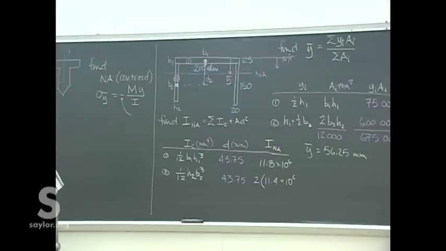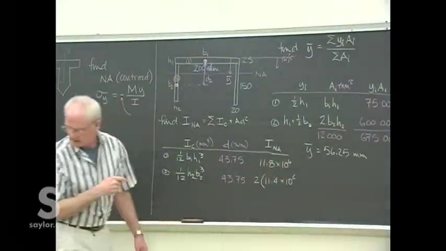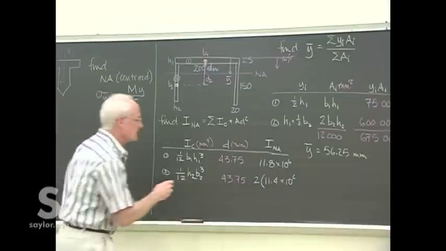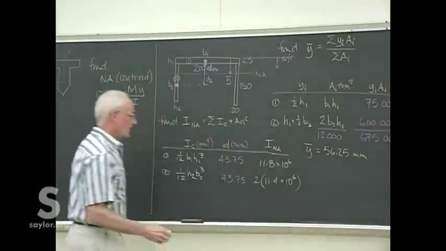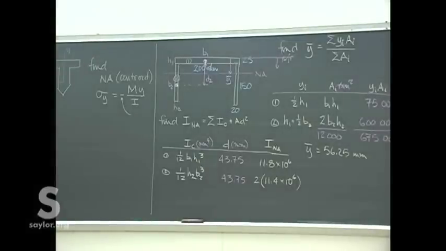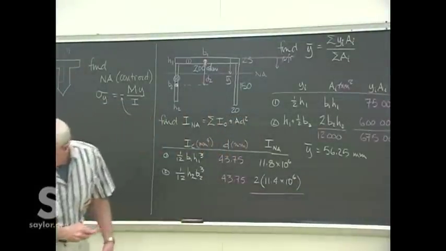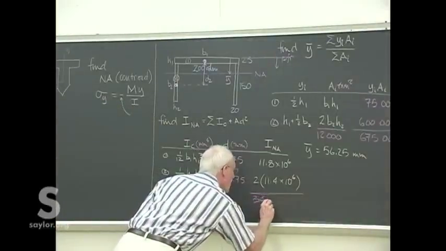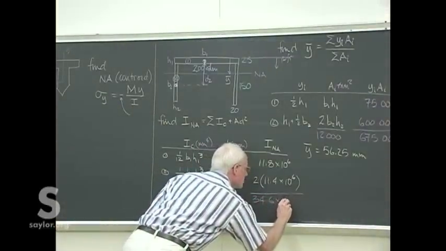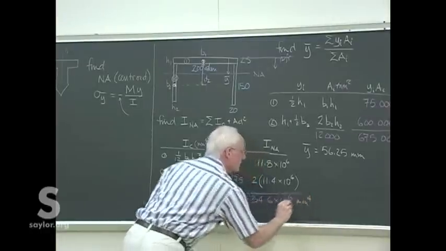You'll have to double check it. My recollection is that maybe this first 6 should be a 7, but I have a 6 written down, so double check that number. Then we'll get it right when we take this again next year. And those add up to be 34.6 times 10 to the 6th millimeters to the 4th.